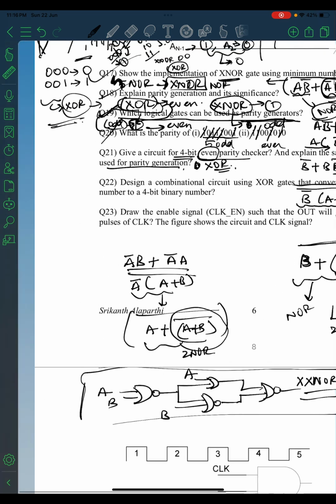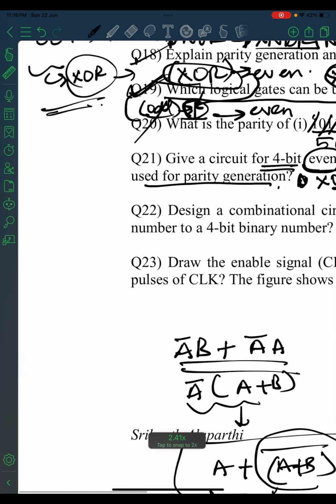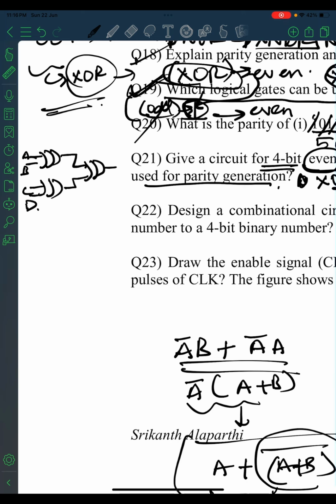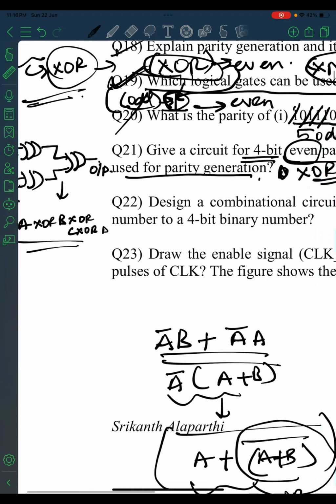So, A, B, C, D, and so this is the output. This is basically A XOR B XOR C XOR D. So this is the parity checker.